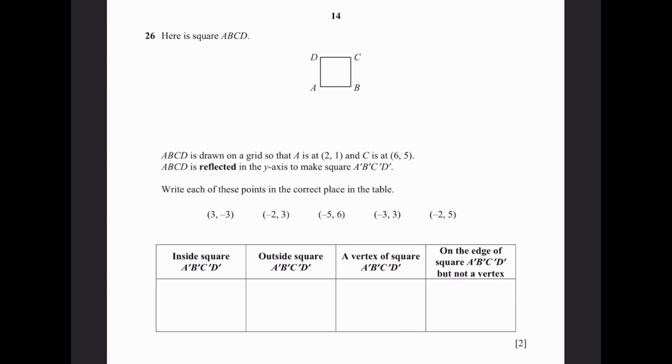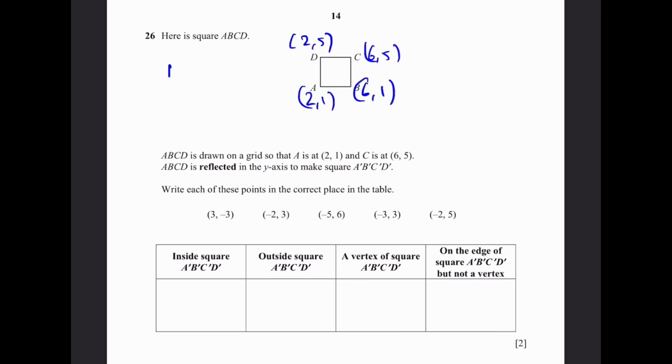So if this is 2, 1, and this is 6, 5, then for B, we are only moving in the x direction. So the x will become 6, but the y stays at 1. And for D, we're only moving in the y direction. So the y becomes 5, but the x stays at 2. This is the original one. Now, if we reflect in the y-axis, that means the x-coordinate will become negative.